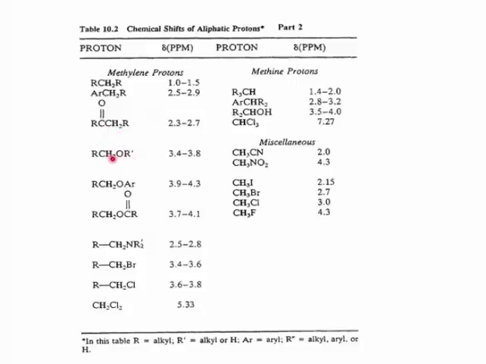A methylene attached directly to an oxygen, notice 3.4 to 3.8. It's an even higher delta value than we saw previously. And that's because the oxygen is a more strongly electron withdrawing group compared to a carbonyl group or aromatic ring. Here's a methylene attached to an oxygen of an ester group, and a fairly high delta value, 3.7 to 4.1.